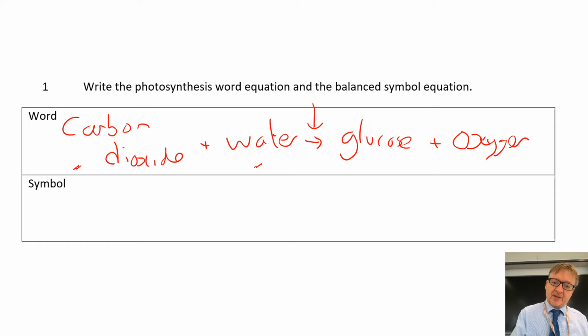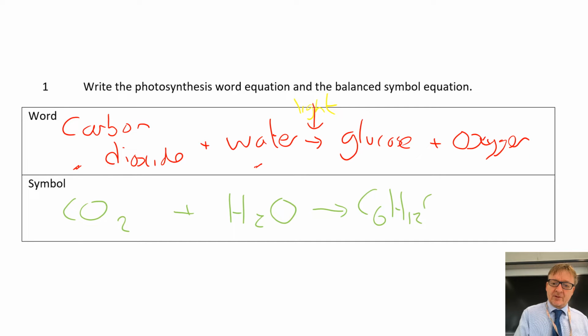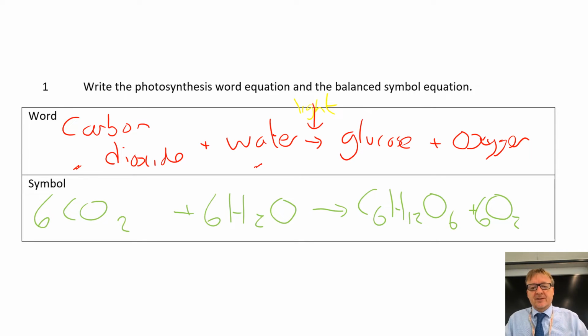And obviously at that point there, what we've got is light. Light yellow doesn't show it very well. The symbol equation is CO2 plus H2O goes to C6H12O6 plus O2. But then what you've got to do is balance it. You just got to remember it's basically loads of sixes, 6 there, 6 there, and a 6 there. That is then the balanced symbol equation. And don't forget, light. That yellow is terrible. Light goes there.